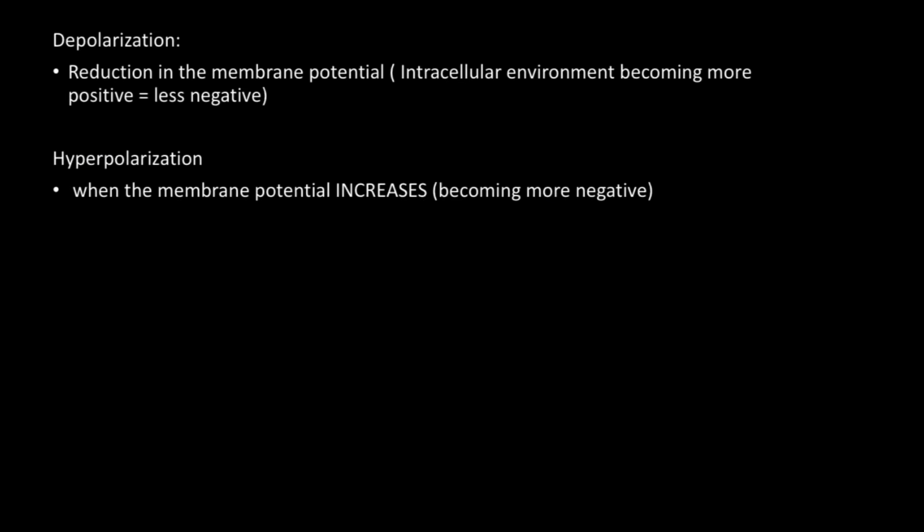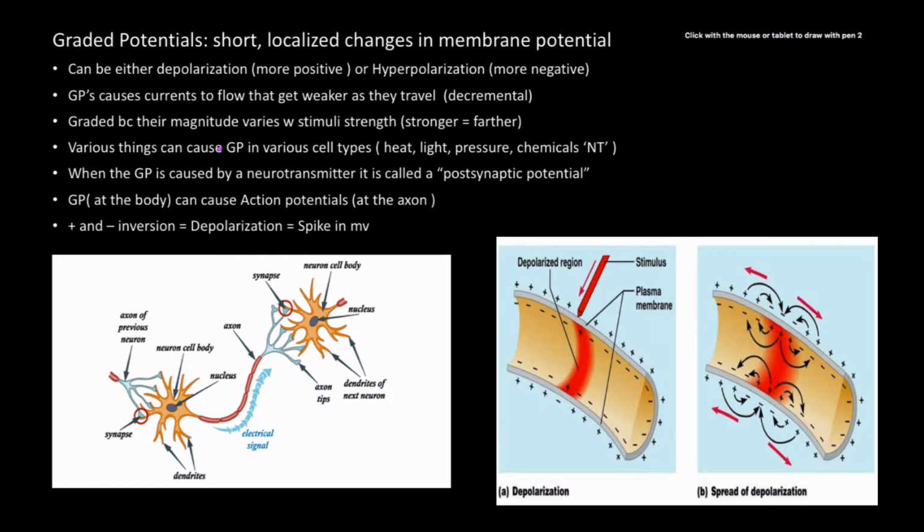And those are two things that we see happening all the time at the cell body. It's going to be depolarizing and it's going to be hyperpolarizing. And the reason that cells do this is to generate things called graded potentials. Okay, so graded potentials are known as short, localized changes in the membrane potential.